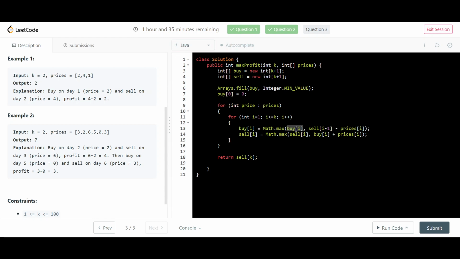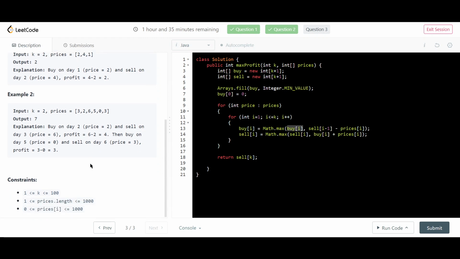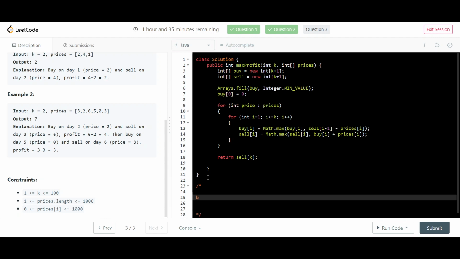No, this... okay, let me try and understand. So on the first day, it's all clear. I built the buy and sell array for the first day. Let me write it here itself. Actually, it has to be based on day as well, right? So I have to do something like a kth buy on this day.